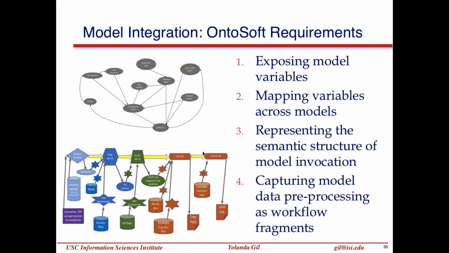So what we're unveiling as requirements for OntoSoft is 4 specific requirements that I'll walk through quickly. One is exposing the model variables so that we can match the models to these initial variables of interest. Ways to map variables across models so that we can build these workflows appropriately. Representing the semantic structure of model invocation, so how those variables correspond to input files and so on. And then finally, capturing data pre-processing as workflow fragments. So all of these aspects we think have to be included in model repositories such as OntoSoft.